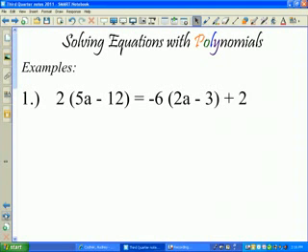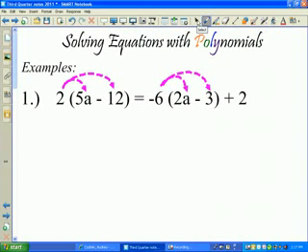So first things first, I want to review solving equations with polynomials. For example, number 1, we have 2 times 5a minus 12 equals negative 6 times 2a minus 3 plus 2. The first thing I should do to tackle this will be distribution. So in this case, I'm going to distribute the 2 to the 5a and the 12. And I'm also going to distribute the negative 6 to the 2a and the negative 3.